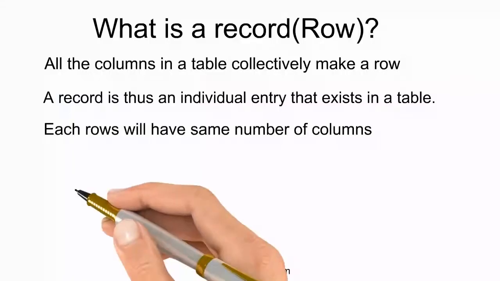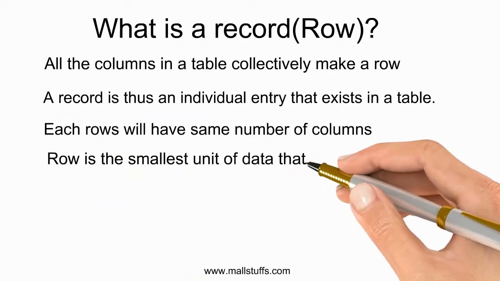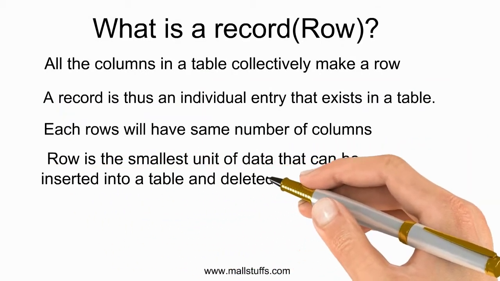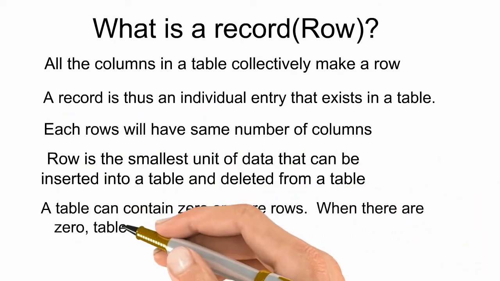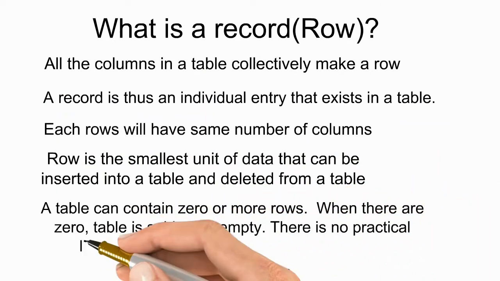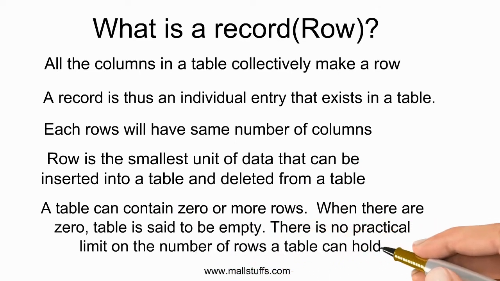Row is the smallest unit of data that can be inserted into a table and deleted from a table. A table can contain 0 or more rows. When there are 0, then the table is said to be empty. There is no practical limit on the number of rows that can exist in a table.